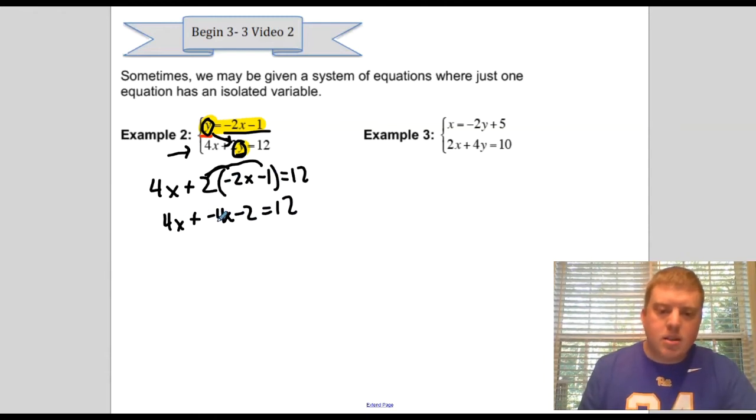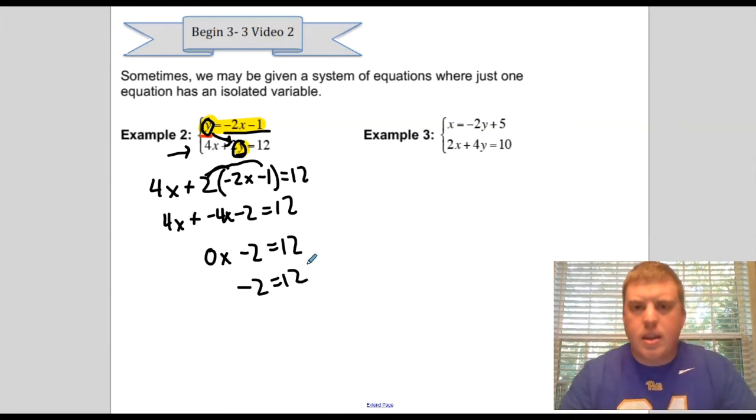So I'm going to combine like terms, and I'm going to run into the fact that 4x plus a negative 4x is going to give me a 0x minus 2 equals 12. Now the 0x, 0 times anything is going to give me 0. So what this really is telling me is that negative 2 is equal to 12. Now, hopefully you recognize that negative 2 is not equal to 12.